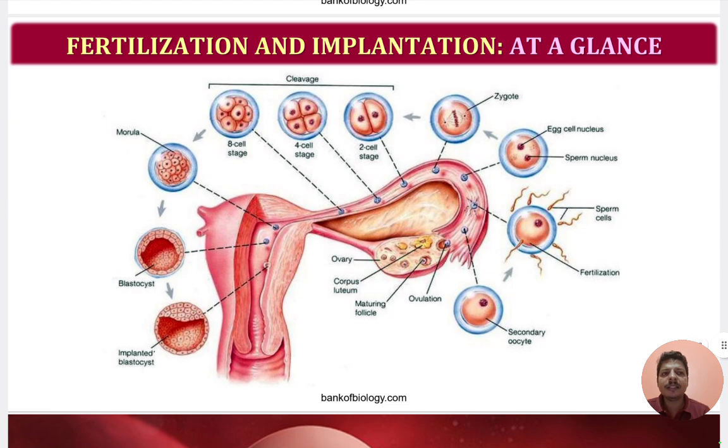Then again, the diagram is there at a glance, where you can see from here ovulation occurs. It is the ovary, mature follicle, Graafian follicle, ovulation occurs, and secondary oocyte, fertilization occurs at the ampulla region. There are sperm cells, and there is the sperm nucleus and egg nucleus. Then the zygote is formed. Then it travels to 2 cell stage, 4 cell stage, 8 cell stage, that is called cleavage. Then morula, then blastocyst, then implanted blastocyst, like this.